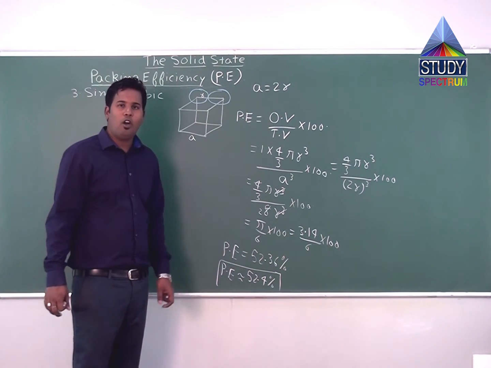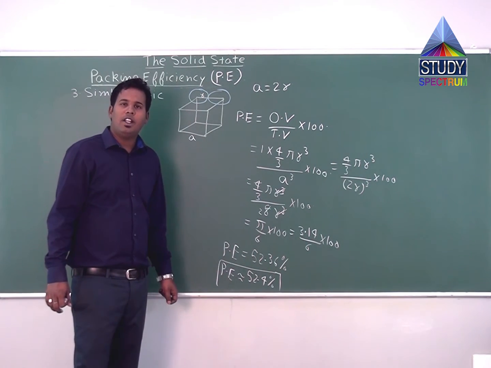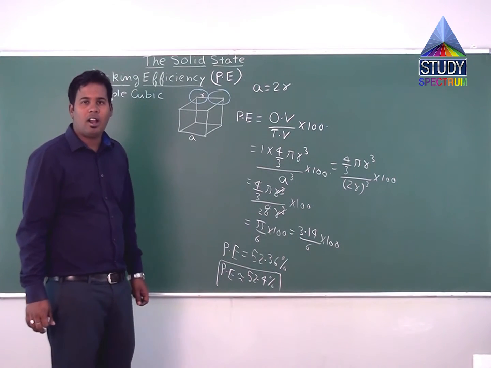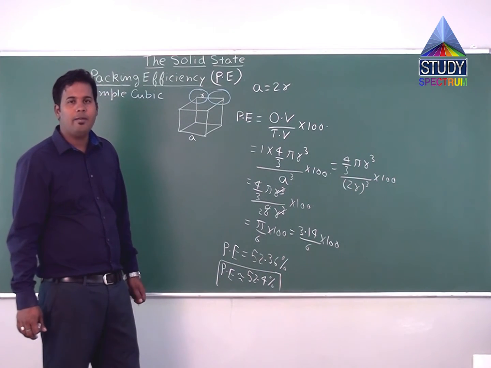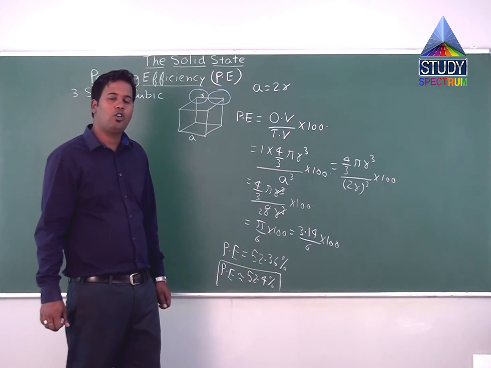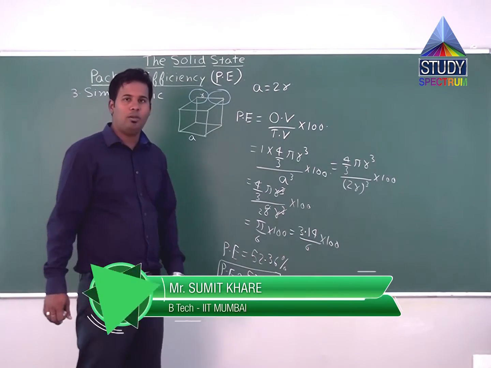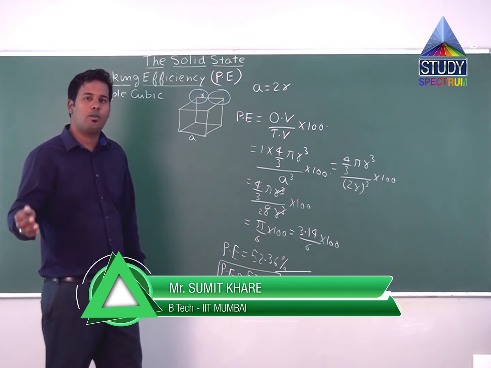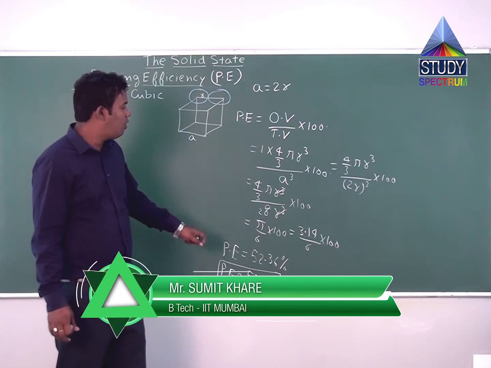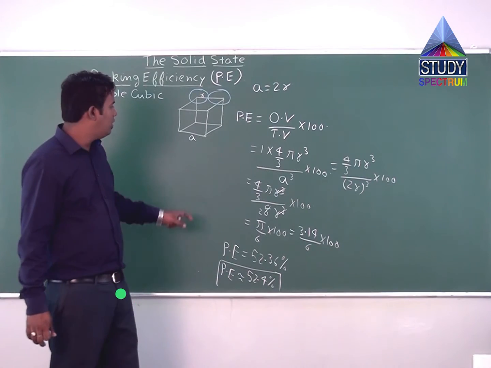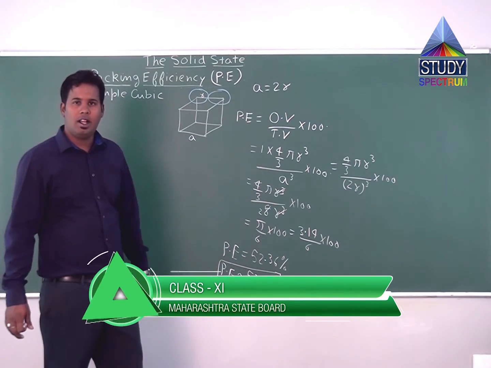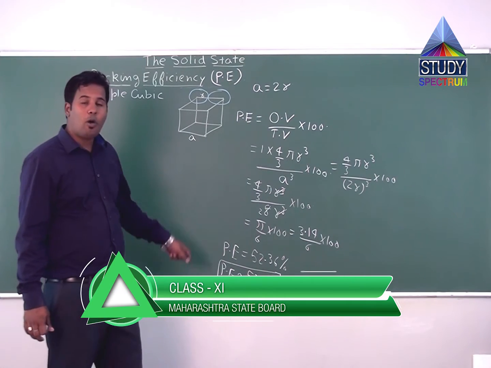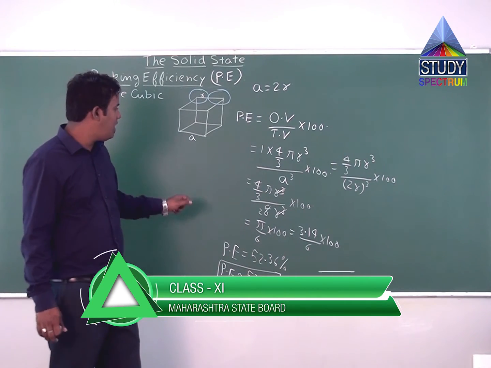Now, occupied volume: the volume of a sphere is 4 by 3 pi r cube, where small r represents the radius of that sphere, and the effective number of spheres is coming out to be 1. So this occupied volume, the numerator, simply becomes 1 into 4 by 3 pi r cube, which means simply 4 by 3 pi r cube. The total volume, that is the denominator, is the cube of the edge length of this unit cell, that is a cube.